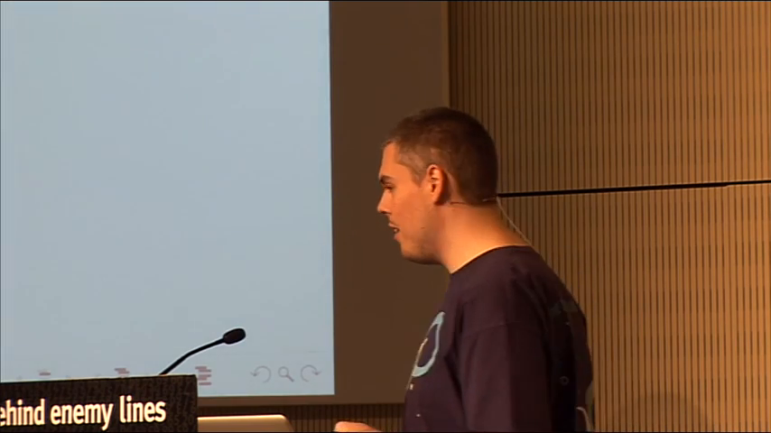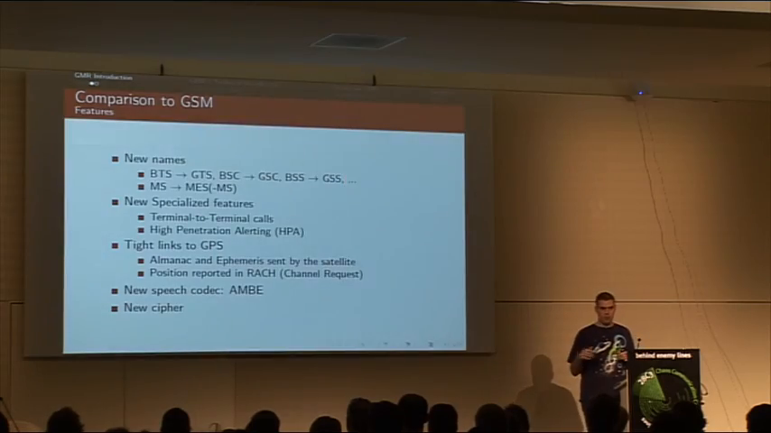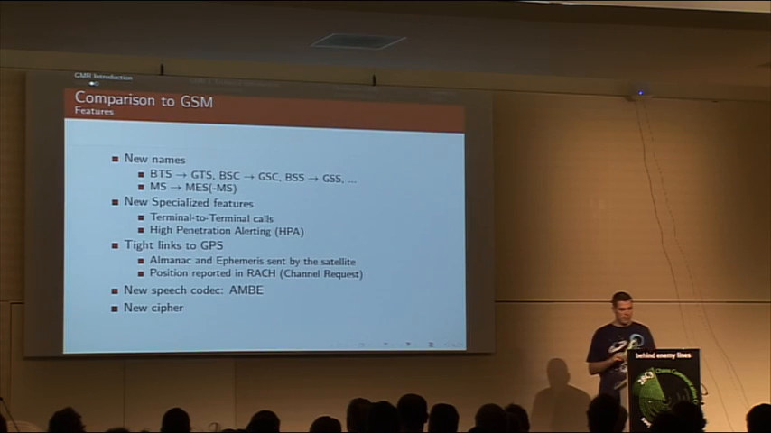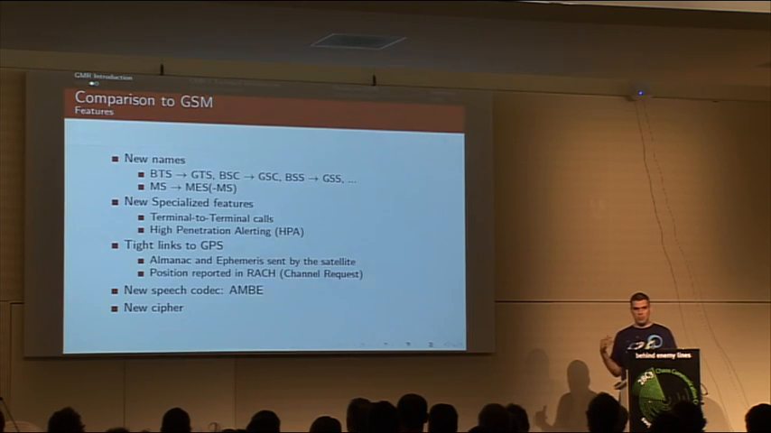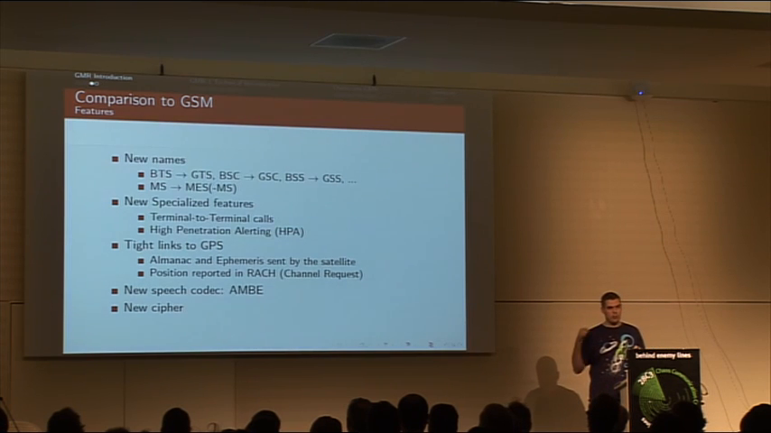It has a very tight link to GPS from the start. For example, all the almanac and ephemeris data from GPS are sent from the Thuraya satellite to help the phone get a GPS lock much faster. And the phone will actually report its position each time it opens the channel to the satellite, so that the satellite knows exactly where you are.